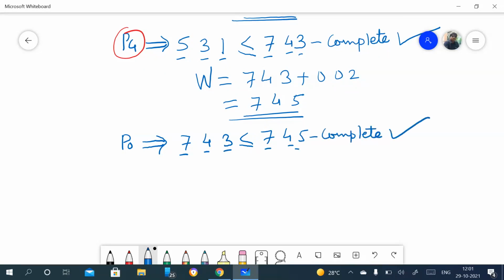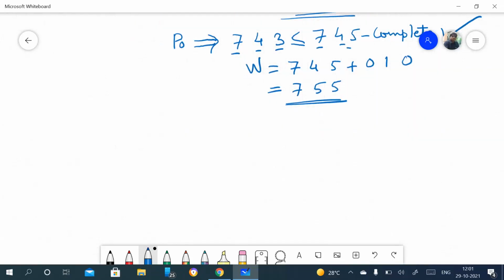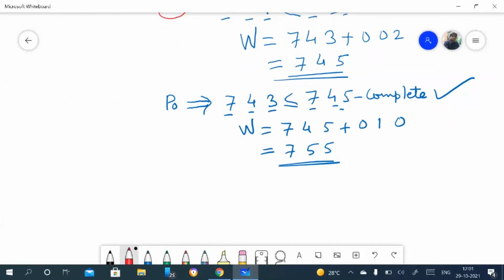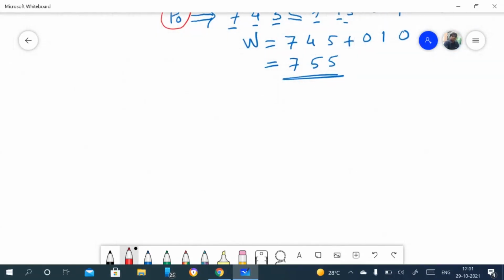So again we need to update this. As I said, it is 0, 1, 0. These are the resources which P0 will release. So 7, 4, 5 plus 0, 1, 0, and this is 7, 5, 5. These are the updated resources. Now this is executed. Now remaining is P2.